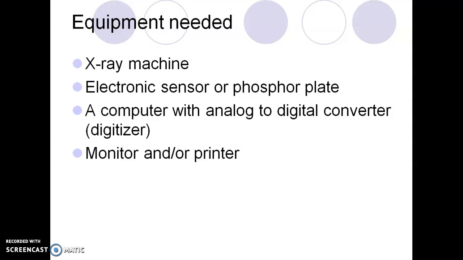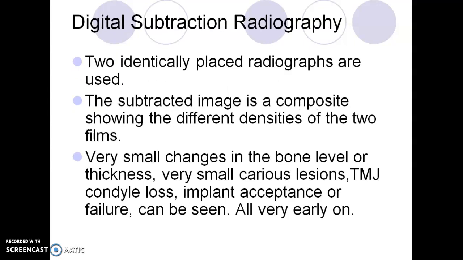You do need a computer. You do need a digital converter or digitizer, which is built into the electronic sensors, but it is a separate piece of equipment for phosphor plates. And then you need a way to display or view the radiograph, so either a monitor or a printer, or both. This is just something I thought was interesting before we get into too many of the images.